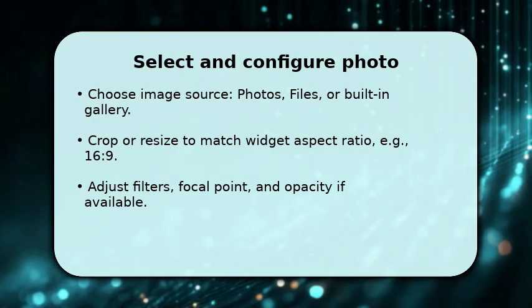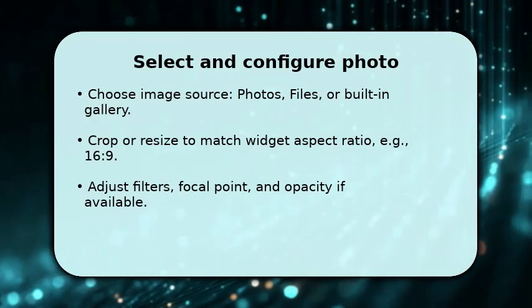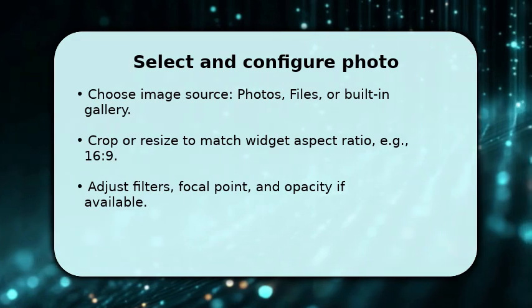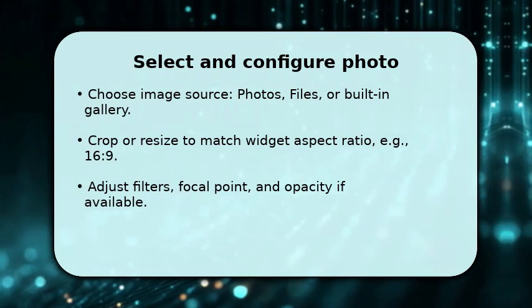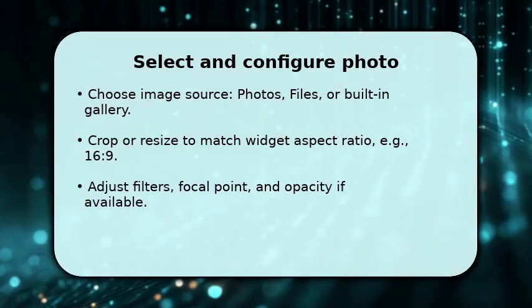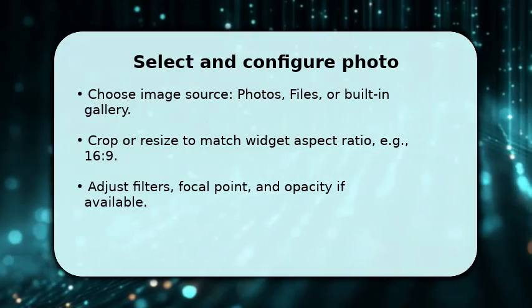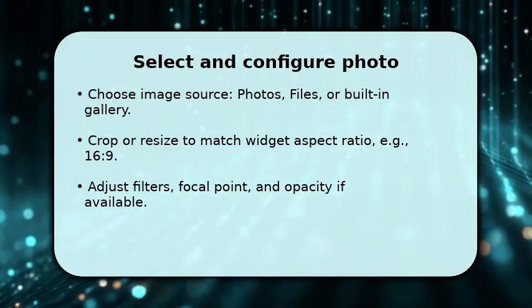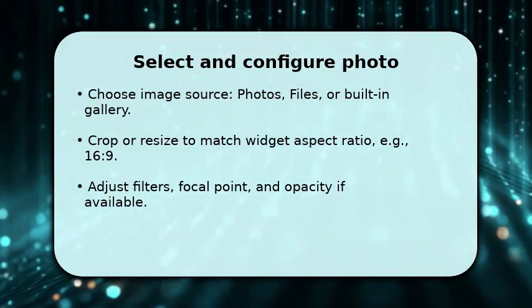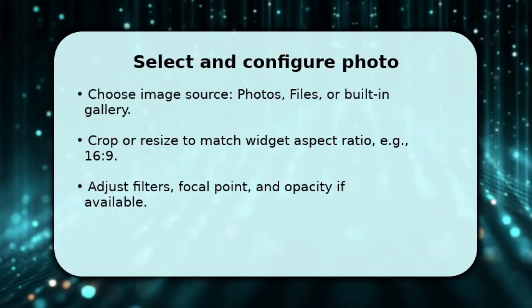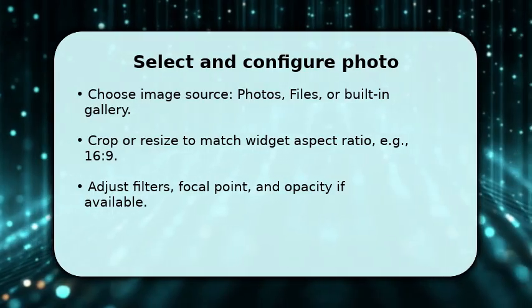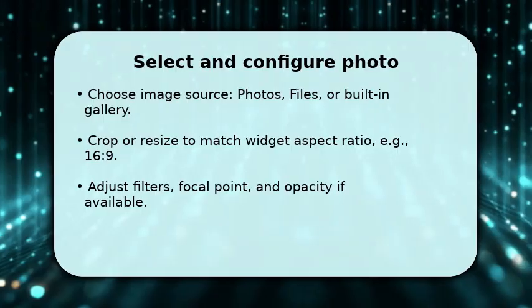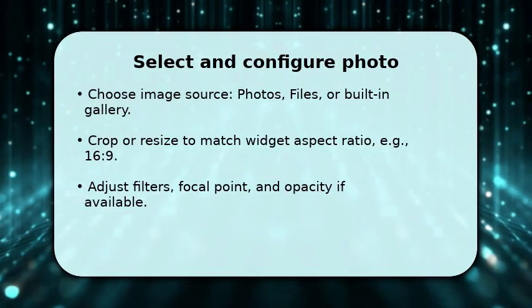Now you pick the image source: your Photos app, Files, or the widget's gallery. You should crop or resize to match the widget's aspect ratio so the image doesn't stretch. Many editors show a live preview to guide you. Next, set the focal point so important parts remain visible, and apply simple adjustments like brightness or opacity if offered. These steps ensure the photo looks intentional and readable at widget size.